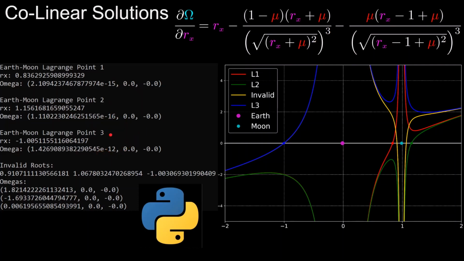And we could continue iterating to get these numbers down even, or just the Lagrange point 3 to get that to even a smaller number. And we can also see that the invalid roots, those do not give back 0 for omega, although one of them is very close to L3.